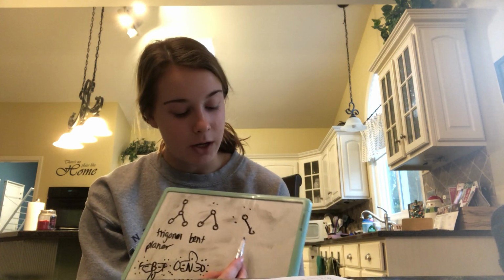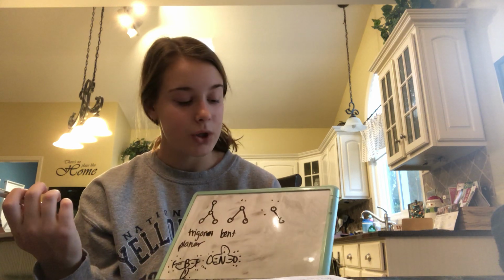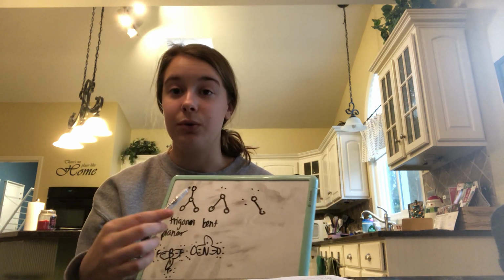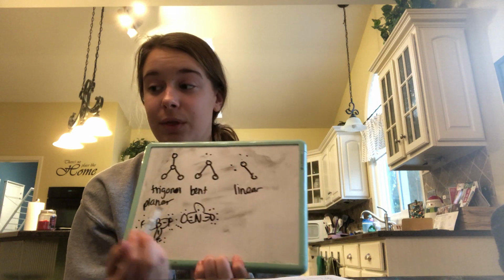And then finally you have linear, which again is also present when you have a tetrahedral electron domain, but this one only has 2 electron domains in contrast to 3. So those are all three options that you can have if you have 3 electron domains.